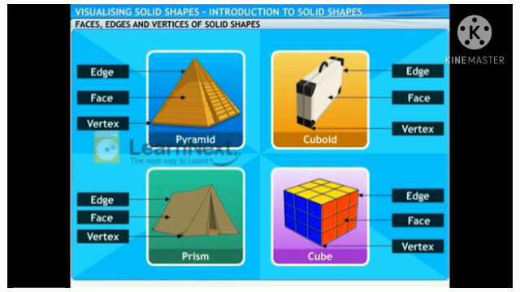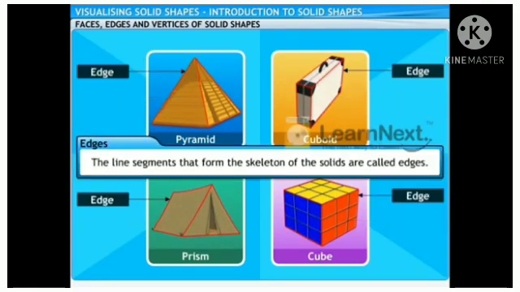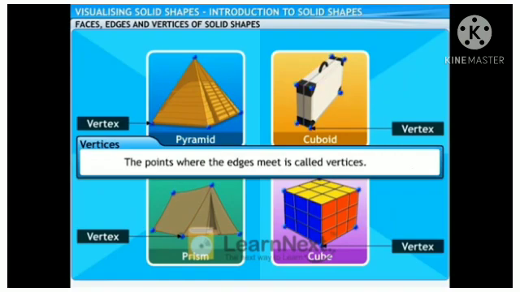Take a look at the 3-dimensional solids given here. The flat surfaces that form the skin of the solids are called its faces. The line segments that form the skeleton of the solids are called edges. In other words, two faces meet at a line segment called the edge. Finally, vertices are the points where three edges meet.